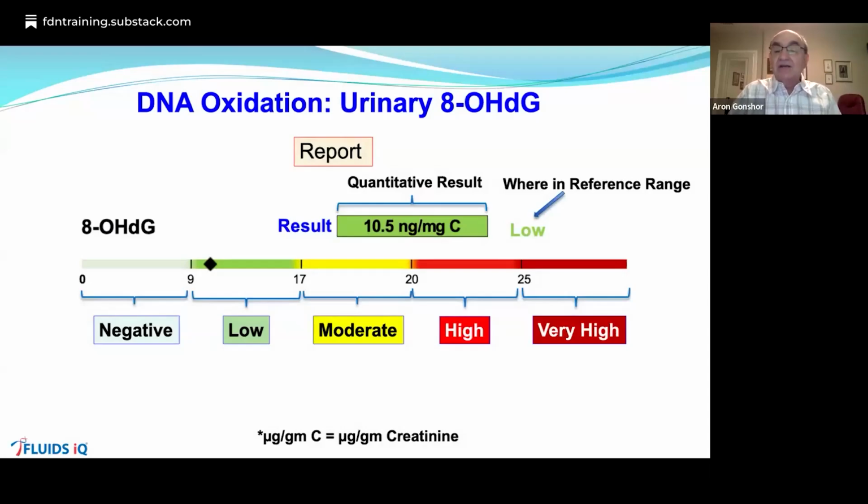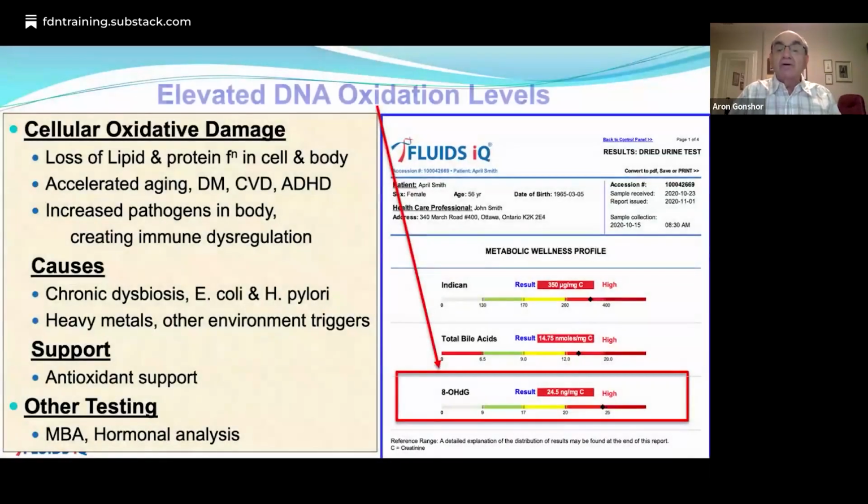Okay. What do we want to know? Well, here we're showing you one where it's actually high. Well, if it's high, what are you looking at? Well, immediately you say to yourself, well, there's cellular oxidative damage, and it's in the nucleus and in the mitochondria. Because remember, both the nucleus and the mitochondria contain DNA. The mitochondria has its own DNA. So it could be both of them being affected.